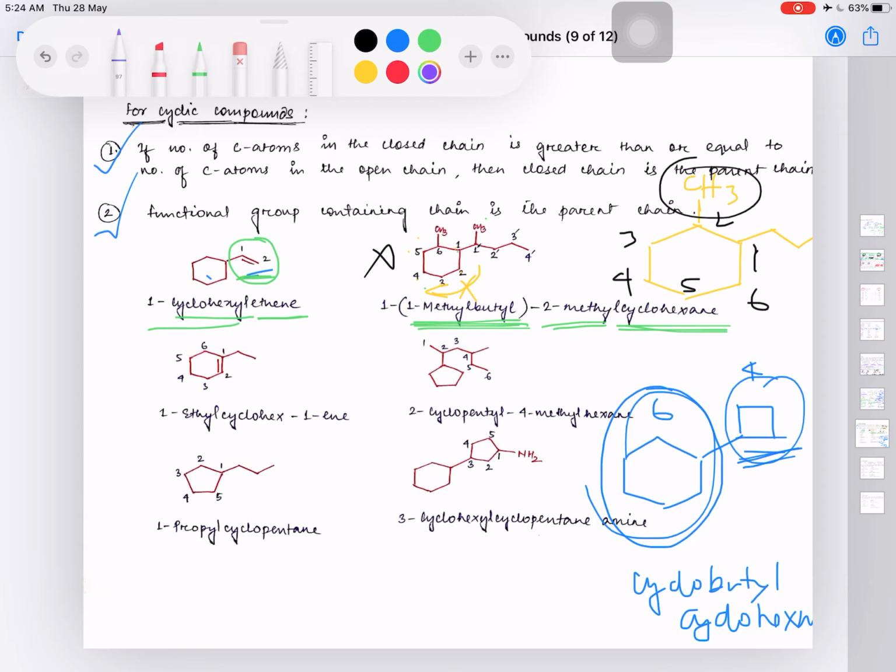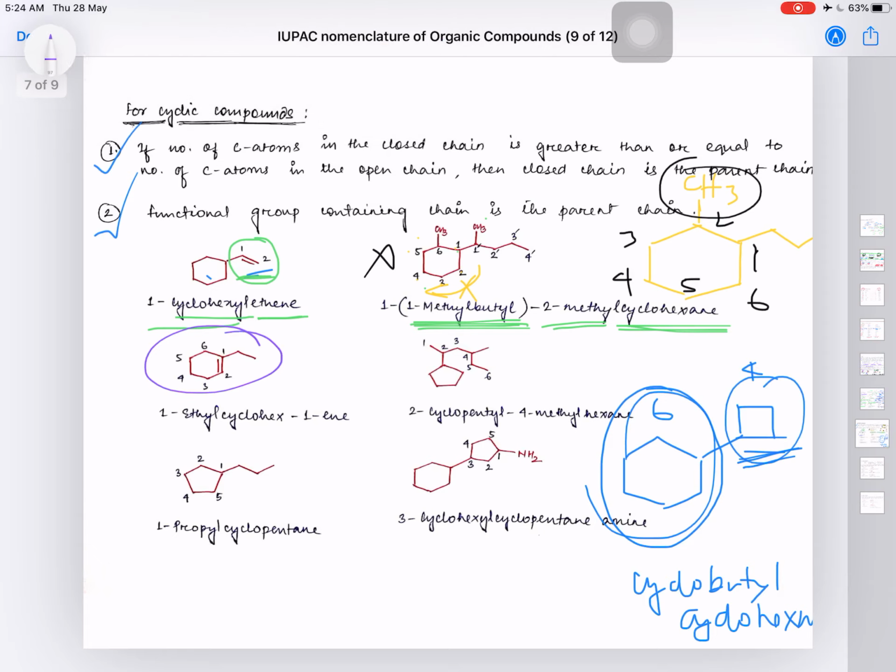So let us come to the third example. In this one you have a double bond in the ring, so the ring will be your parent chain. This is an ethyl substituent, with 2 carbons, so in one position you have ethyl. So it is ethyl cyclohexene. If you don't write the one, it is the same.